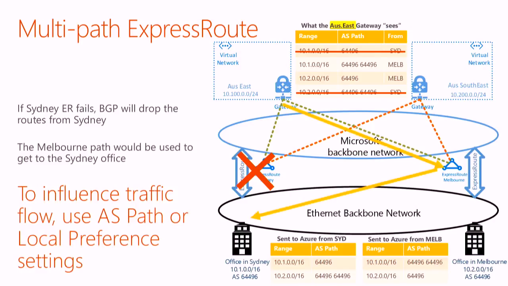So traffic will come through the Melbourne circuit and reach your Sydney on-prem through your backbone. So that's the high availability option. Even if one circuit goes down, you have the ability to reach through your other circuit. This is a commonly asked question. I thought I would take some time to explain it so that you can design your network that way.